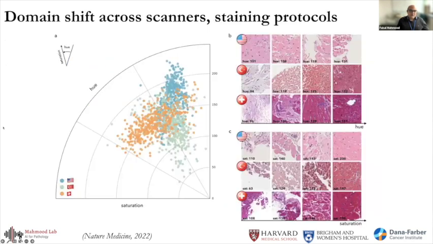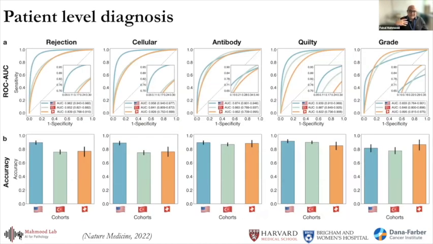And a lot of it could be attributed to the difference between the cohorts and how the data was collected and prepared. In the case of the US cohort, we used a Hamamatsu scanner, whereas for Turkey, it was a Leica Aperio scanner, and for Switzerland, a 3D Histech scanner was used. The slide staining protocols were also very different across the 3 cohorts. And just examining the hue saturation also shows us how the 3 cohorts are different. And for the purposes of investigating the adaptability of the model, we did not use any form of domain adaptation here.